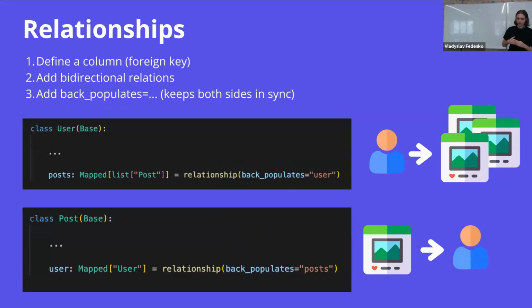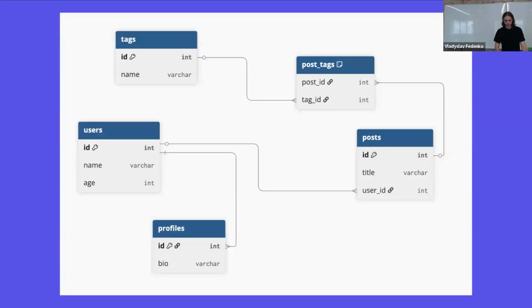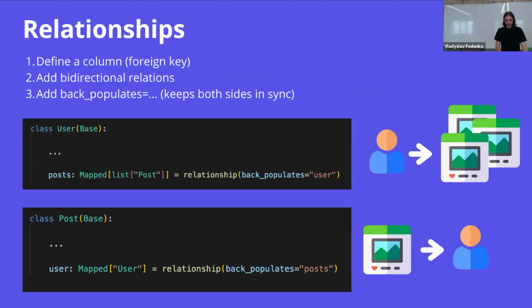So next, relationships. How can we specify relationships in SQLAlchemy? We're creating a bidirectional connection. So let's see our database structure. We have users and we have posts. One user has many posts. As you can see, in posts we have a foreign key to the user ID. And what do we have in this example with relationships?